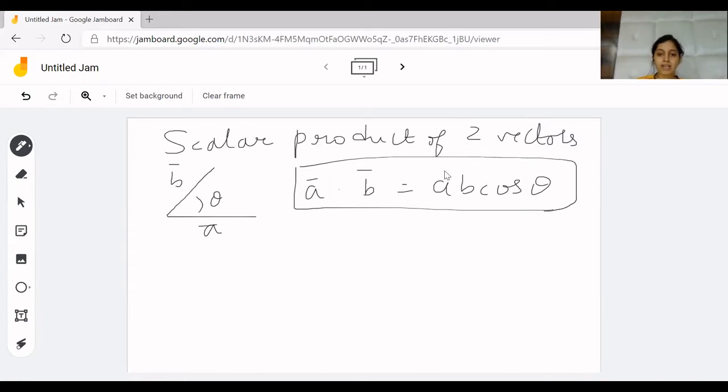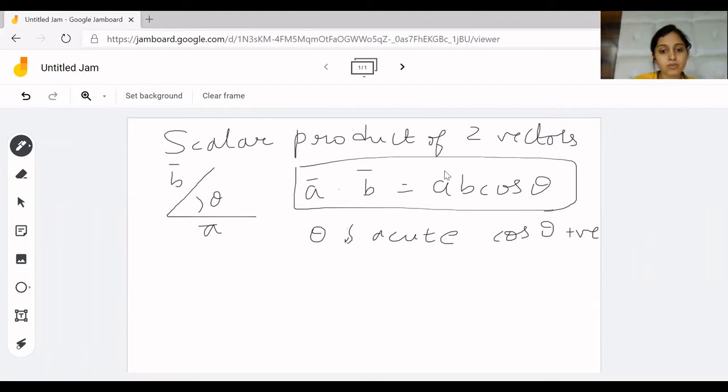where a and b are magnitudes of a bar and b bar, and cos theta is the cosine of the angle between the two vectors a bar and b bar. Now, a should be greater than or equal to 0 and b should be greater than or equal to 0. Now, let's look at the possibilities of angle theta. If theta is acute, then cos theta will be positive, and if a and b are non-zero magnitudes, then the value of the scalar product will be positive.